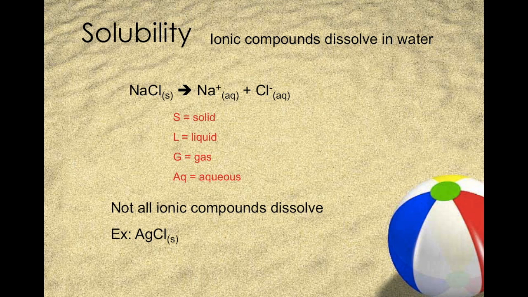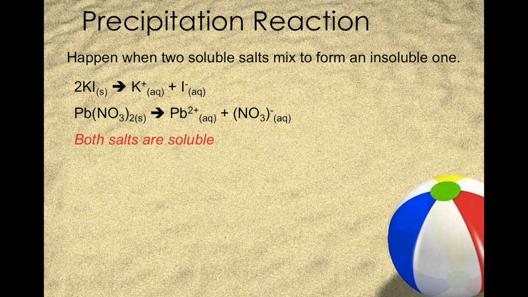And I should point out that not all ionic compounds dissolve. For example, silver chloride, AgCl, is a solid in water. It will not dissolve in water. Your textbook indicates that you should memorize these, but I think it's kind of a waste of time, so I'm not going to ask you to do that. Just recognize that some ionic compounds dissolve and others don't. So we have the solubilization reaction.